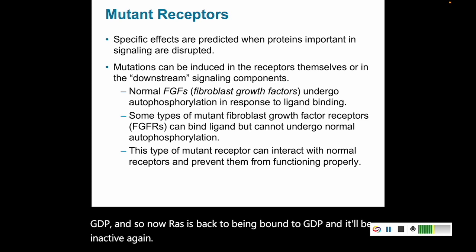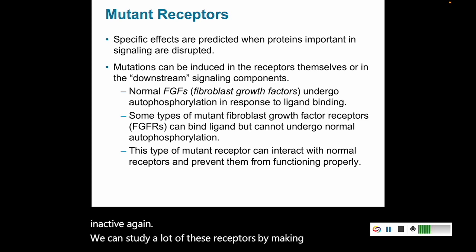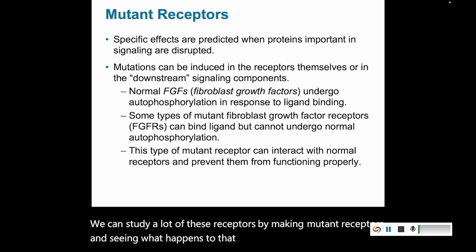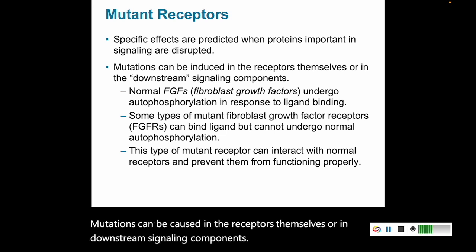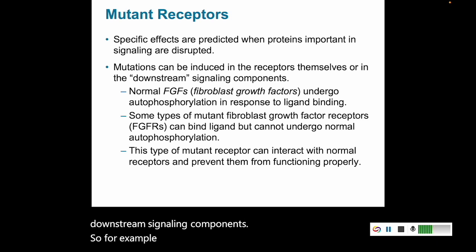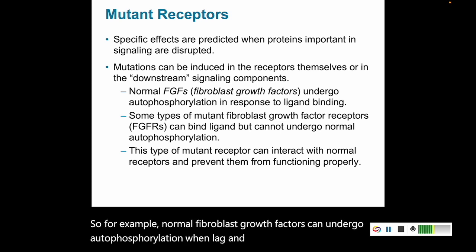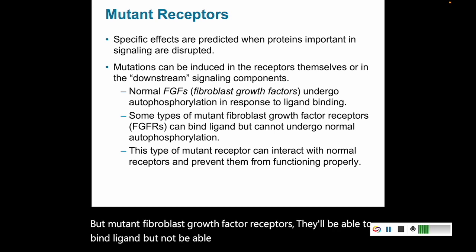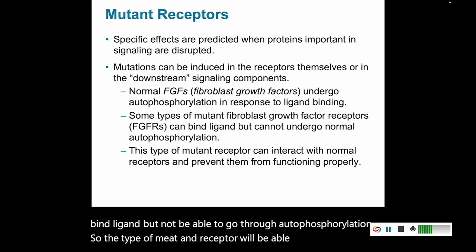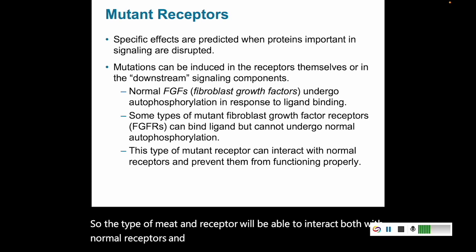We can study a lot of these receptors by making mutant receptors and seeing what happens to that cell. Mutations can be caused in the receptors themselves or in downstream signaling components. So, for example, normal fibroblast growth factor receptors can undergo autophosphorylation when ligand binds, but mutant fibroblast growth factor receptors will be able to bind ligand but not be able to go through autophosphorylation. So the type of mutant receptor will be able to interact both with normal receptors and with other mutant receptors and prevent signaling from happening downstream.